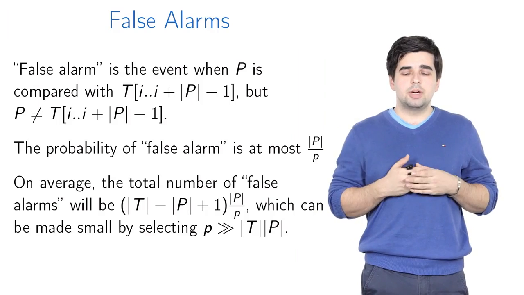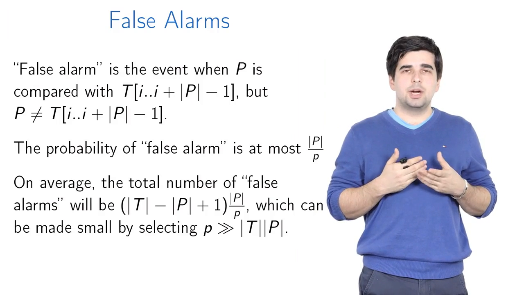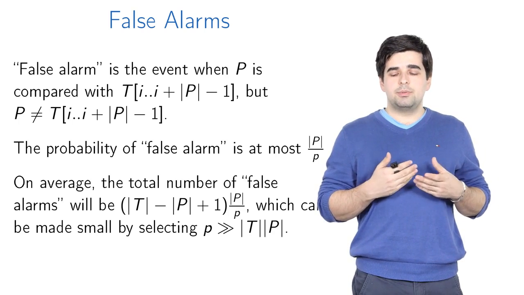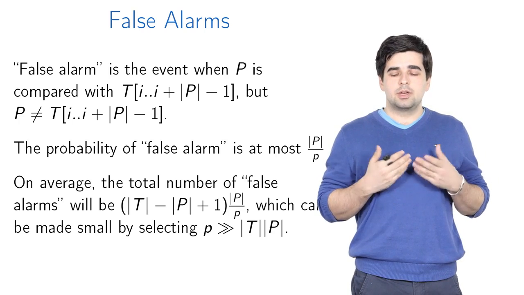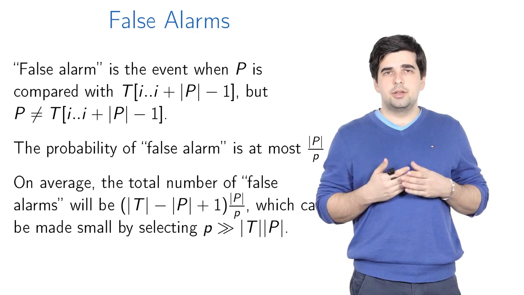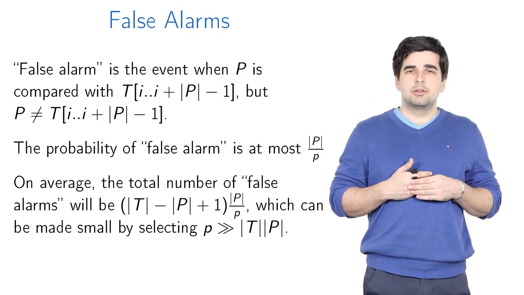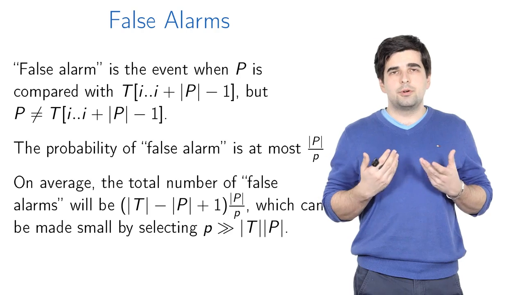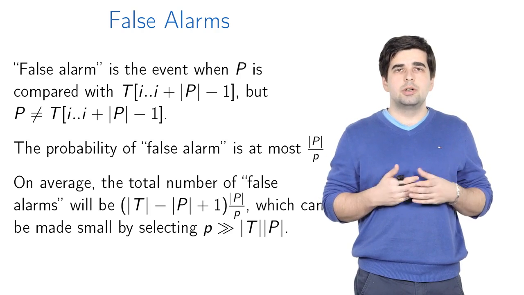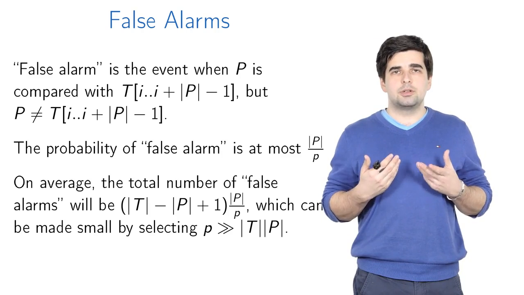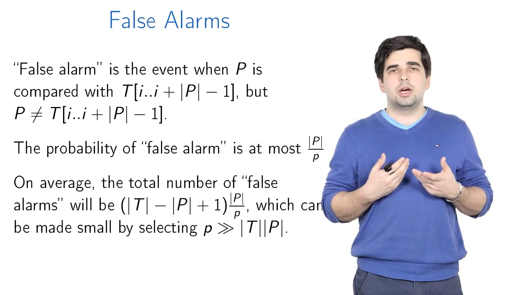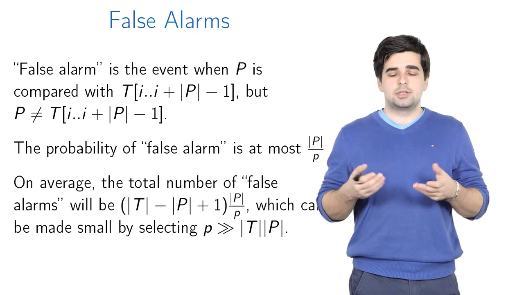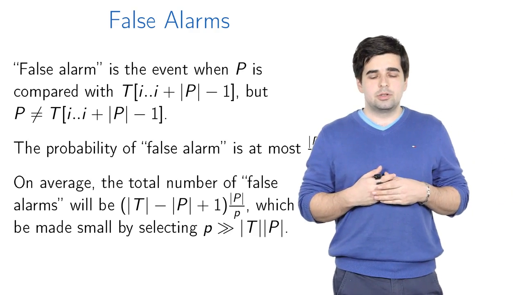We'll call false alarm the event when p is compared with the substring of t from i to i plus length of p minus 1 inside the r equal procedure, but pattern p is actually not equal to this substring. So it is a false alarm in the sense that p doesn't occur in the text t starting from position i, but we still called the r equal function, and we need to go character by character through p and the substring to test that they're actually not equal.